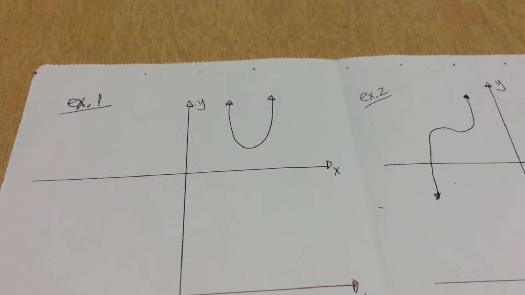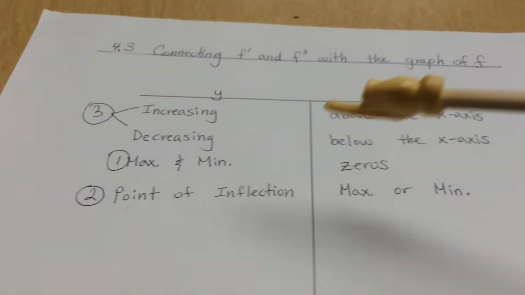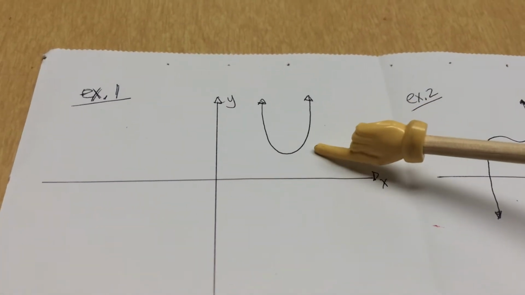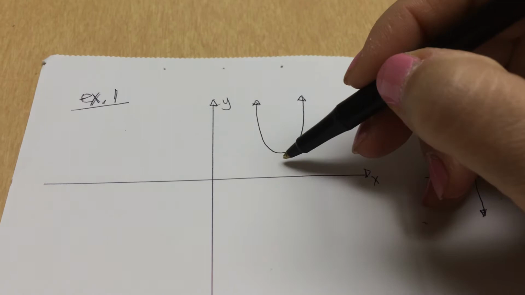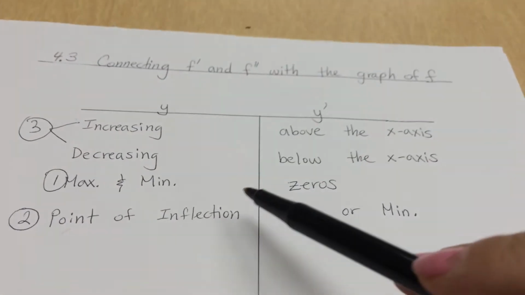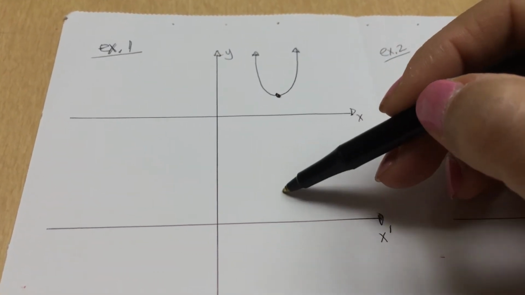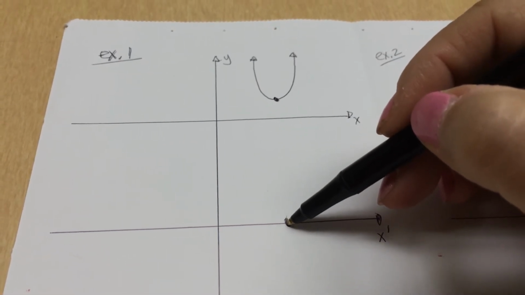So again, looking at this graph, I ask myself, remember the first question is, do I have a max or min? Yes, I have a min down here, right? So this is the min. If this is a min, we said the first derivative for a max or min is a 0. So for this part, you're going to go straight down. This is a 0. Remember, anything on the x-axis is called a 0.